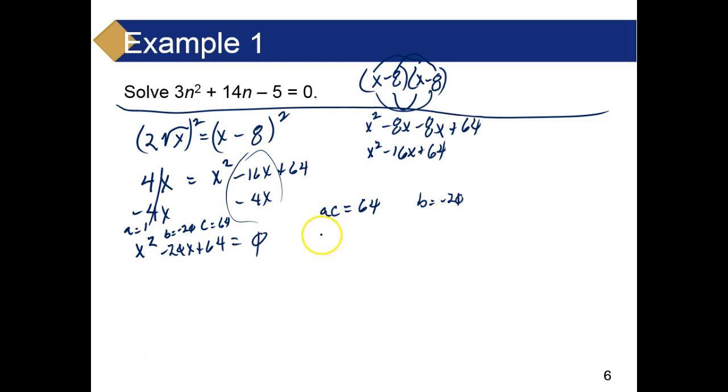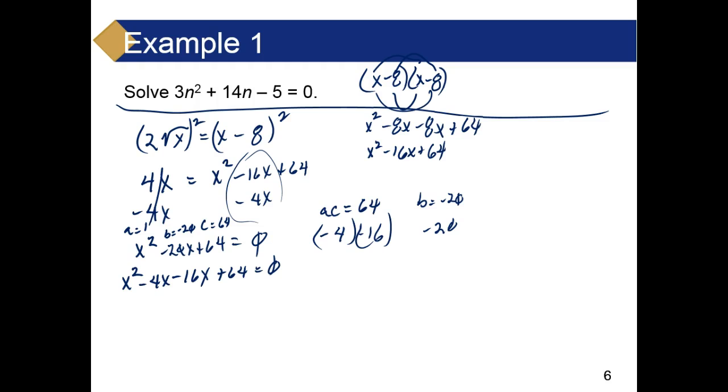You want to start with the easiest ones? I mean, the smallest ones? Tell me what it is. Okay. Negative 4 and negative 16. Okay. That sure enough adds to minus 20. So that's good. And they multiply sure enough to be positive 64. So what do we do with that? Instead of negative 20. So x squared minus 4x minus 16x plus 64 is equal to 0.